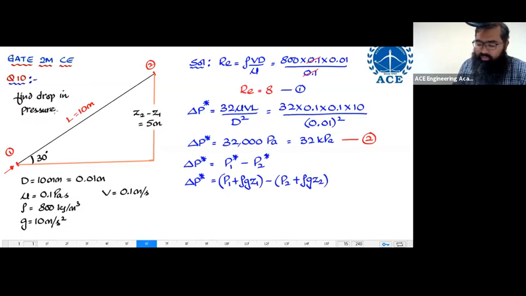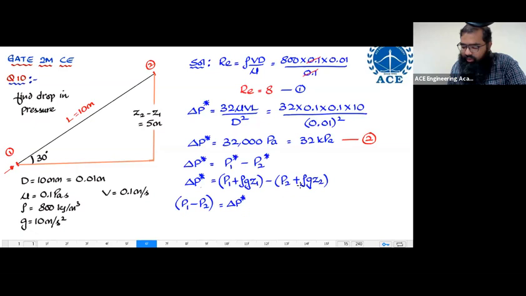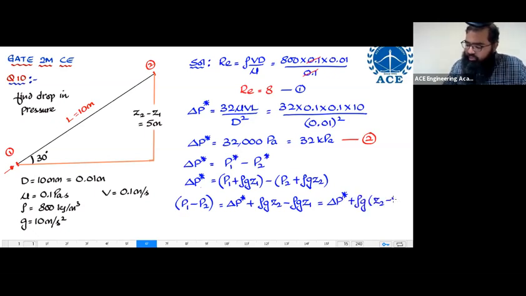I want the drop in pressure over here. That means I want P1 minus P2. Keep P1 minus P2 on one side. It has to be equal to how much? Now P1 minus P2 is delta P star. This will go over here. When it goes over here, it becomes minus. When it goes over here, it becomes plus. So it is going to be plus rho g Z2 minus rho g Z1. So this is delta P star plus rho g into Z2 minus Z1.